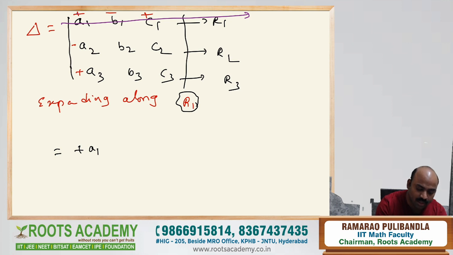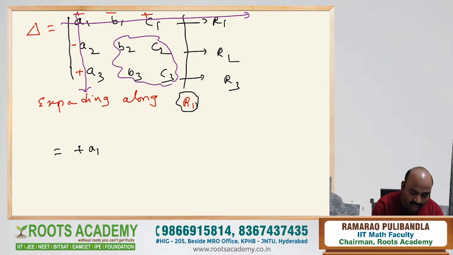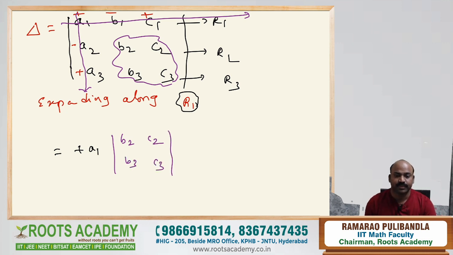Leave that row and that column. Write the data of the remaining. That is nothing but the data of B2, C2, B3, C3. Right? Now what is the sign before B1? Minus. You write B1.